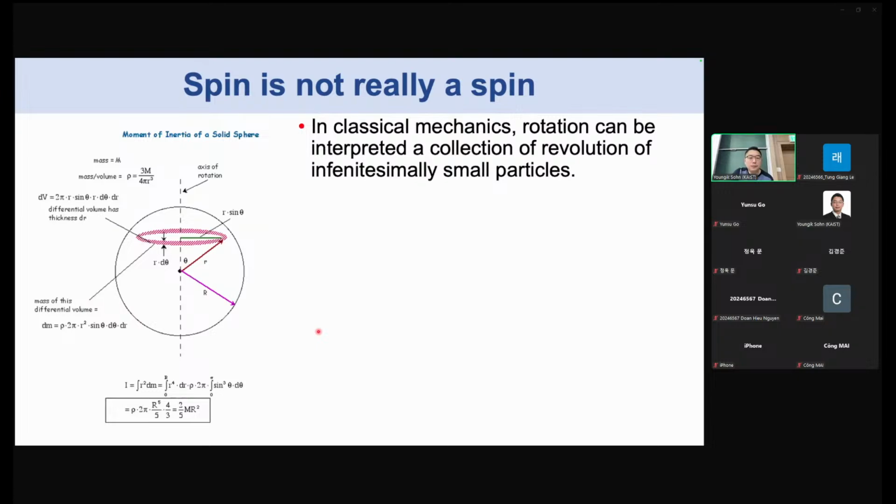So they call it spin, okay? They figured out it cannot be an orbital. There is something else. Let's call it spin, okay? So then in classical mechanics, right?